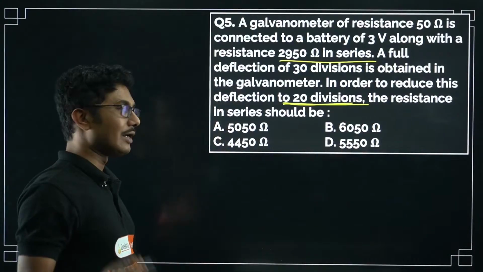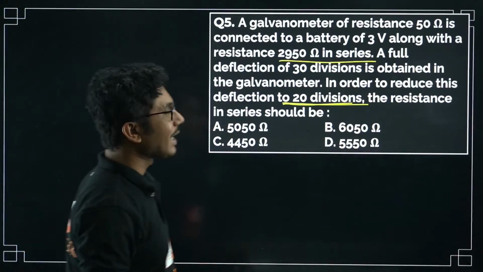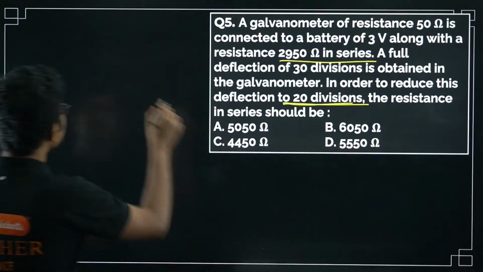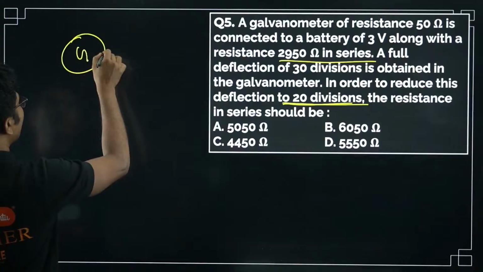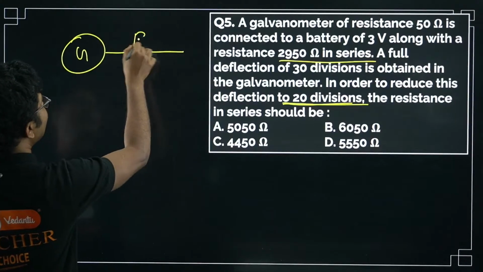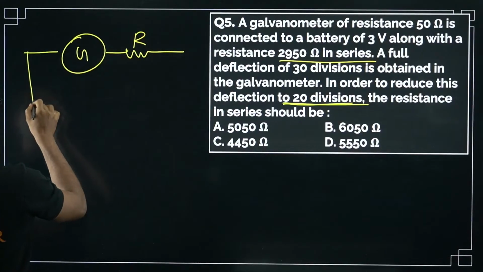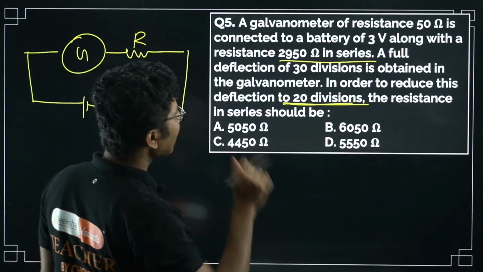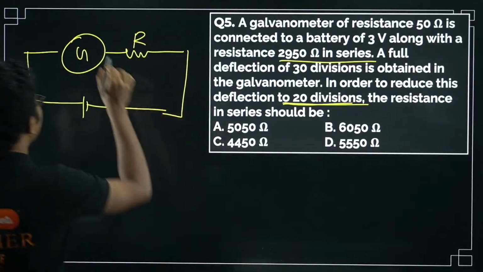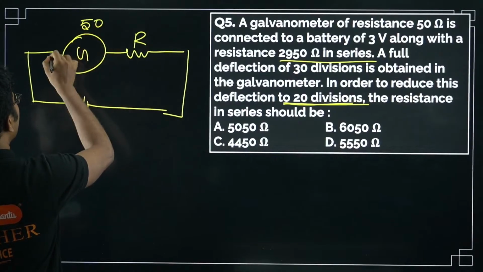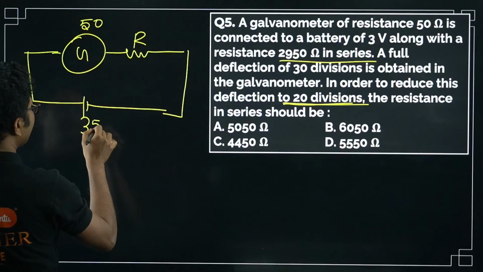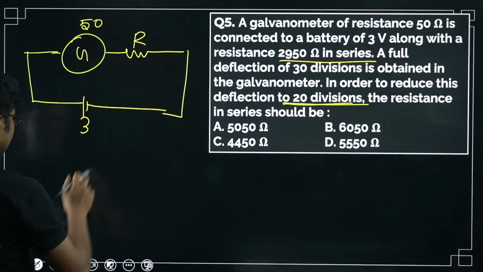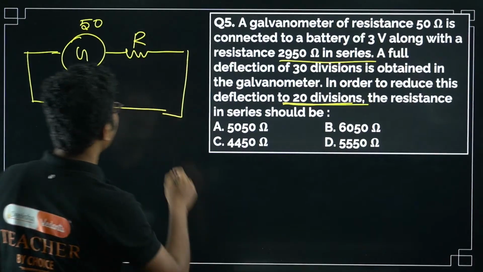Now the figure of merit for a galvanometer is constant, right? So how can we change it? By increasing the resistance in series. So first we have a galvanometer, we have some resistance connected in series, and the battery also in the series. Okay, the resistance of the galvanometer is 50, the battery is 3 volt, and the external resistance is 2950.